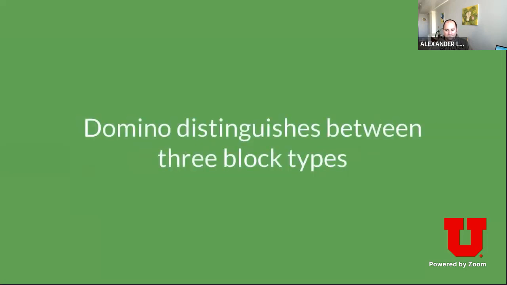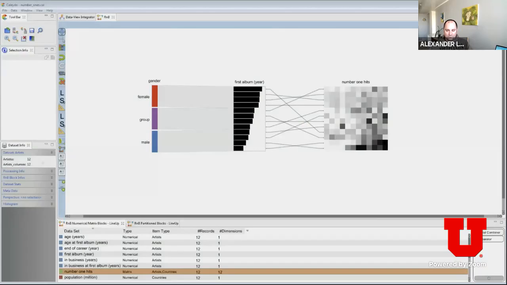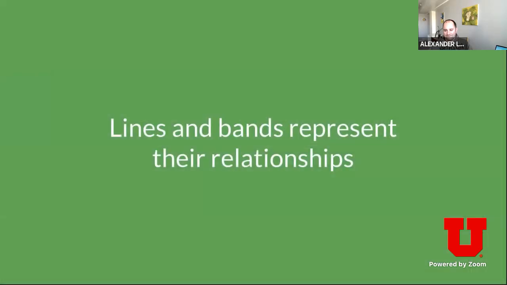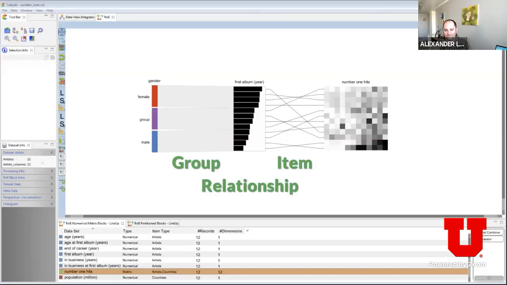Domino distinguishes between three block types. Partition blocks show categorical data like gender. Numerical blocks show numerical data such as the release year of the first album. And matrix blocks show item combinations like the count of number one hits for each artist in different countries. Relationships are represented in different granularities and directions using lines and bands.